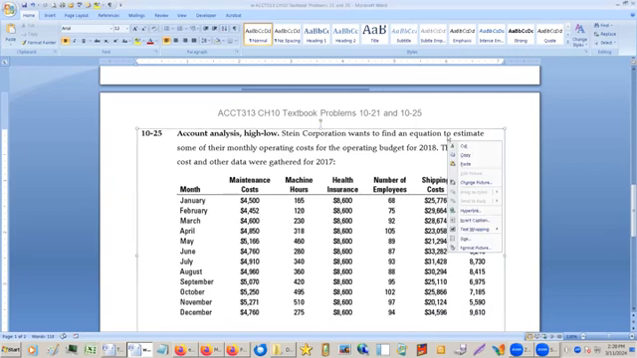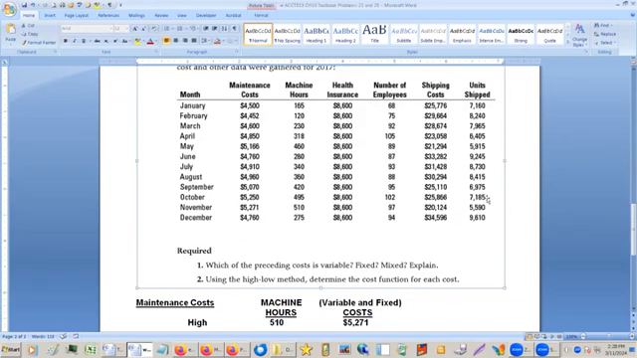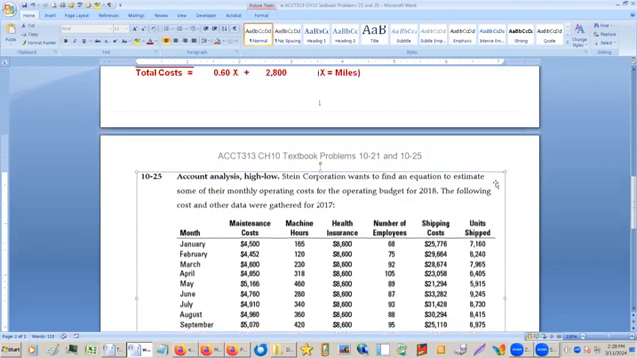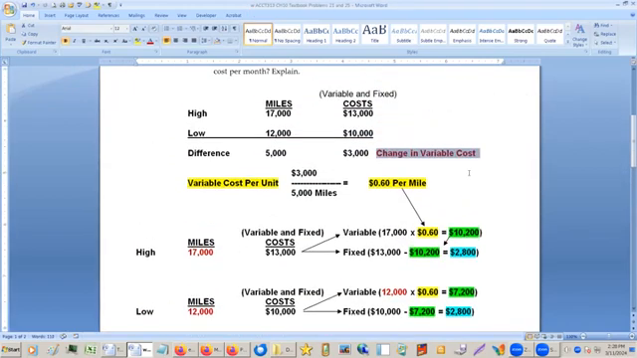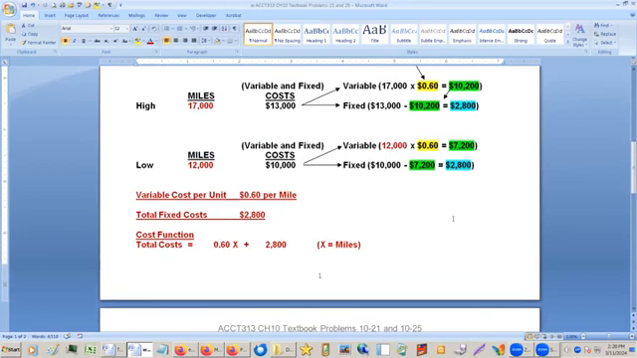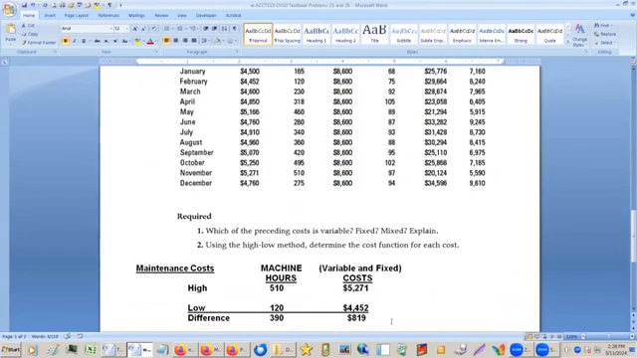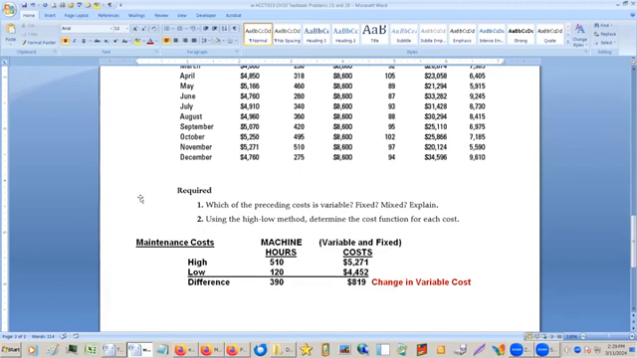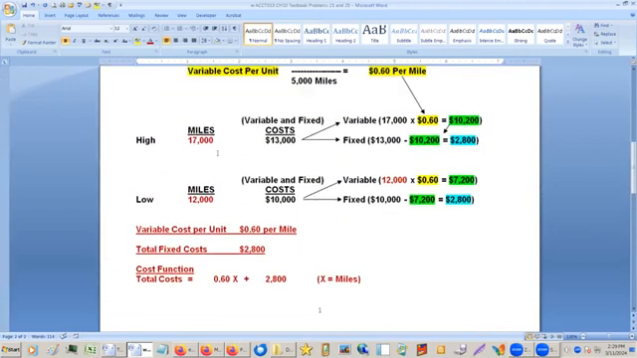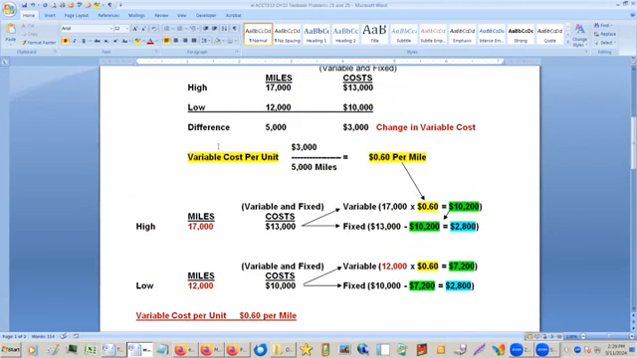Okay, yep. And let's see here. Oh, I know what I was doing. So down here, again, I know I keep harping on this, but this is a change in the variable cost. The difference between these two must be variable because fixed costs don't change. The rent or whatever isn't going to change.